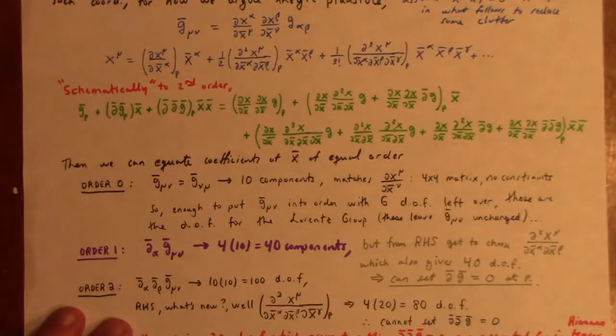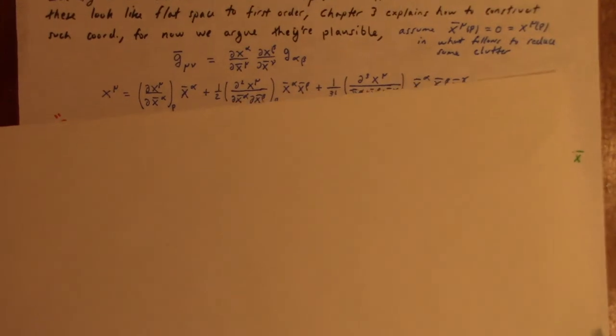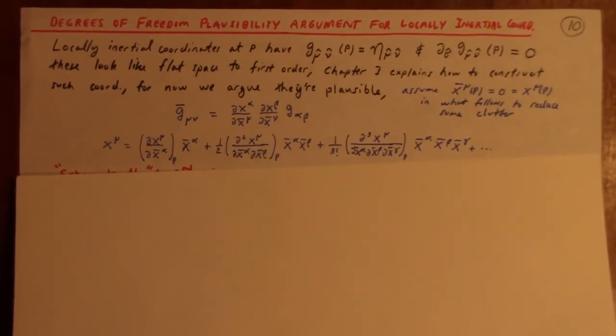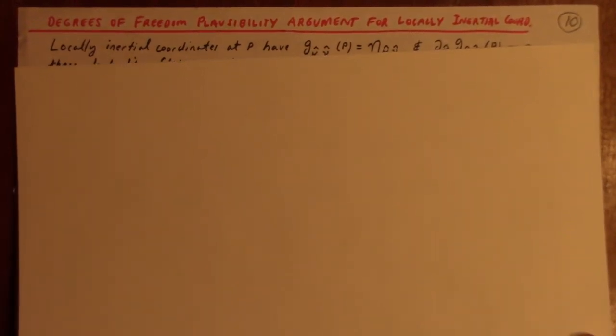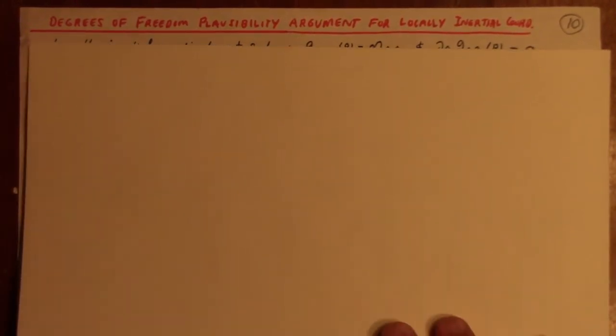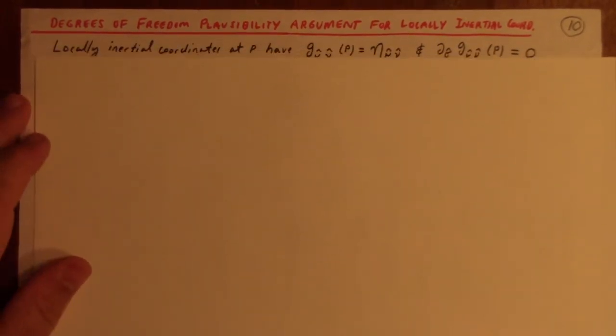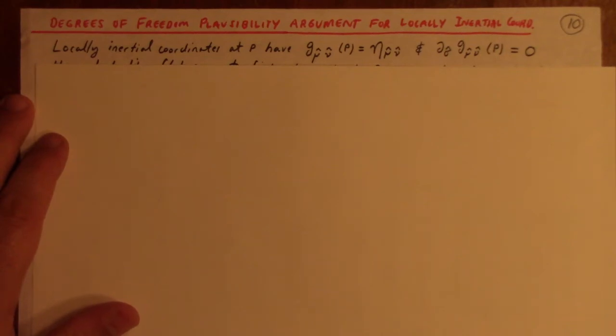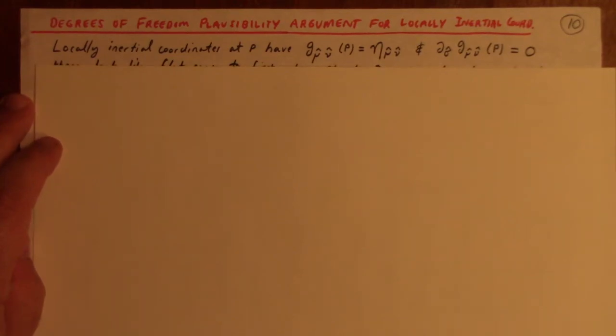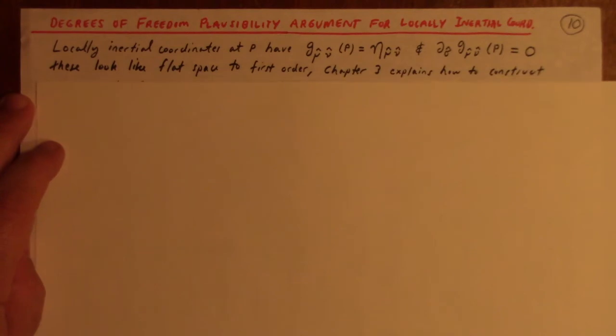Let's see here. So next up, and last for this lecture, I want to talk about the degrees of freedom plausibility argument for locally inertial coordinates. So locally inertial coordinates are ones for which g mu nu is eta, and the first derivatives of g are 0. All right. So these look like flat space to first order.